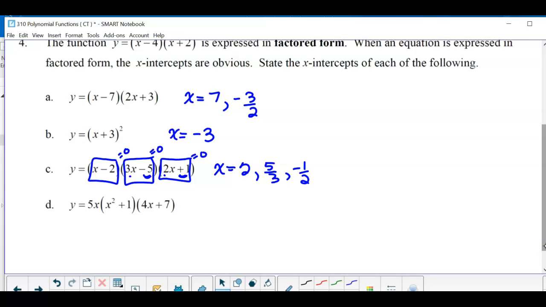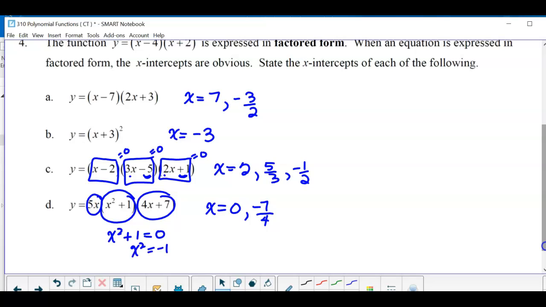Next one. Here, when there's just a factor of x, nothing added or subtracted, it's 0. This one is opposite sign of the constant, divide by the coefficient. And this, when we try to solve this equal to 0, you'll see that there aren't any solutions. You can't take the root of a negative. So there are no solutions from that. So there's just 2 on that one.